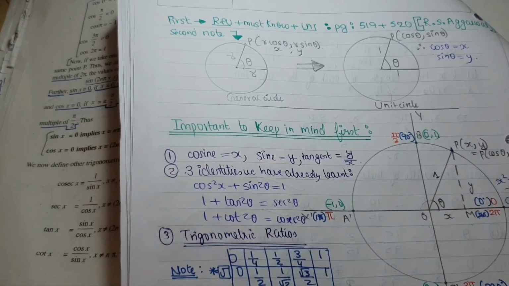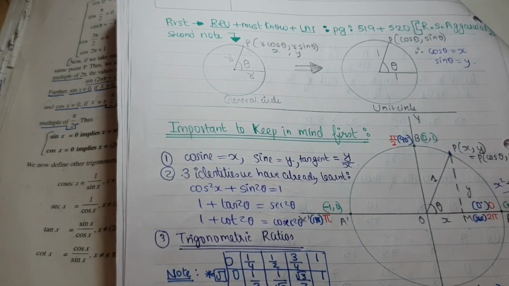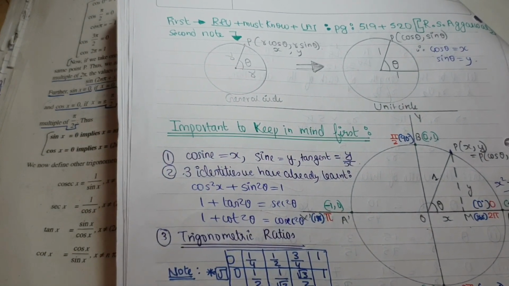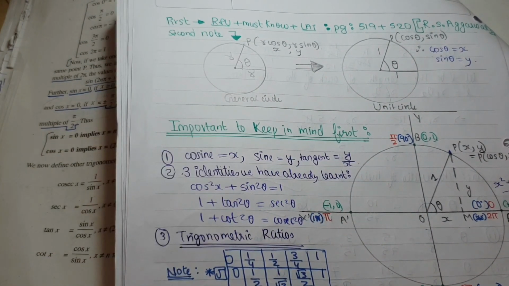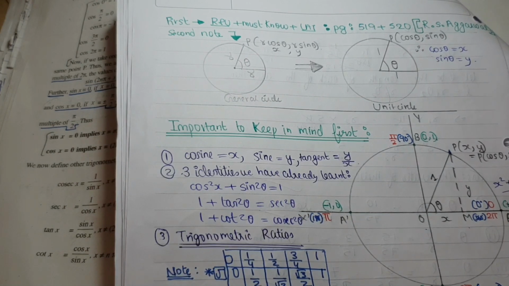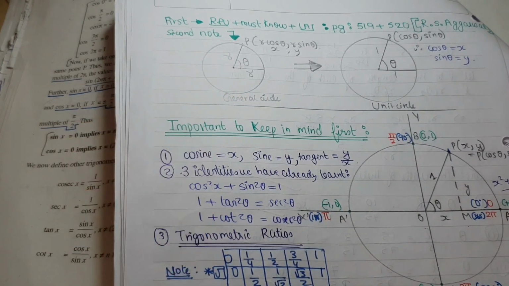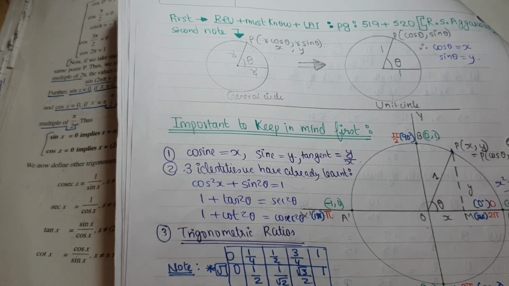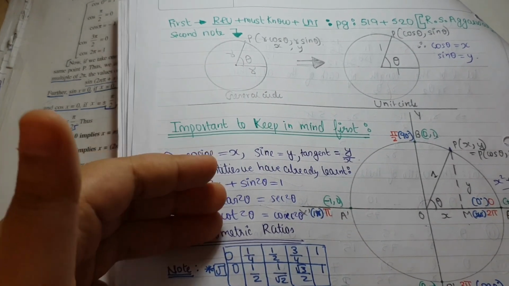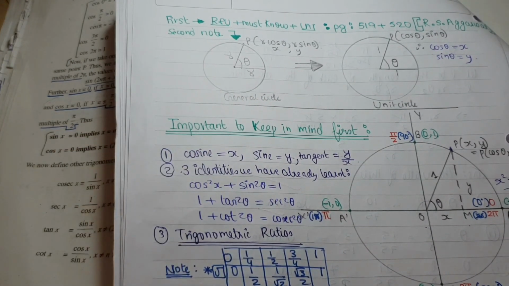Clear? Now, there were three identities you learned already last year in class 10. These were these three identities, as you can see, very important. You had learned them very well, but if you have forgotten, just go through them one more time. Excluding these, you are going to learn some more of them, around 40 of them this year, which are very simple.